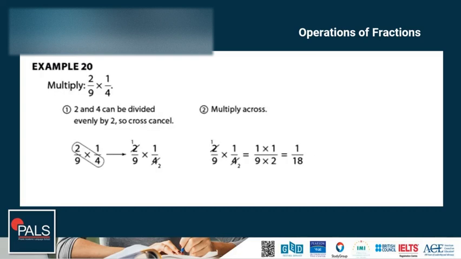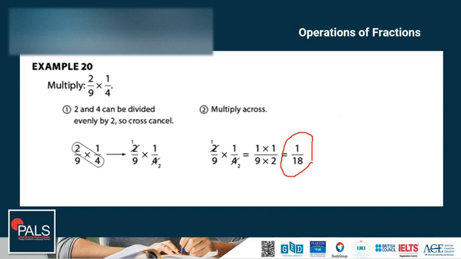Example 20, multiply 2 over 9 times 1 over 4. So the first step is 2 and 4 can be divided evenly by 2. So cross cancel. So 2 divided by 2 is 1. And 4 divided by 2 is 2. So now we have 1 over 9 and 1 over 2. So multiply across. 1 times 1 is 1. 9 times 2 is 18. So the answer is 1 over 18. Multiplying fractions is a bit easy.